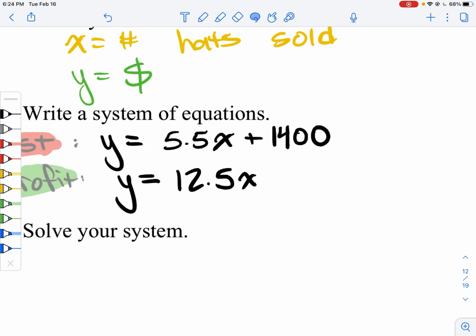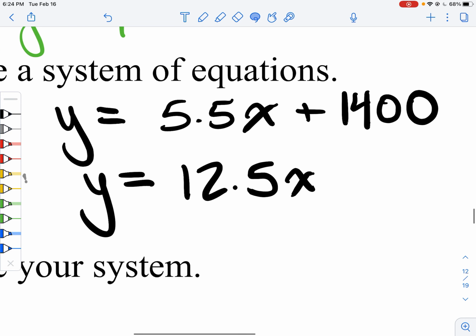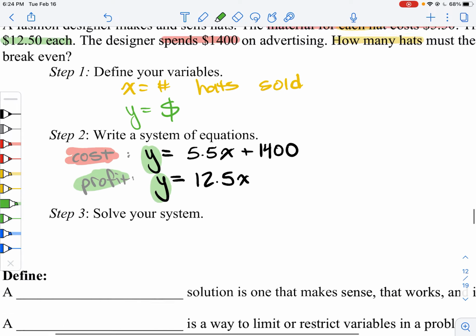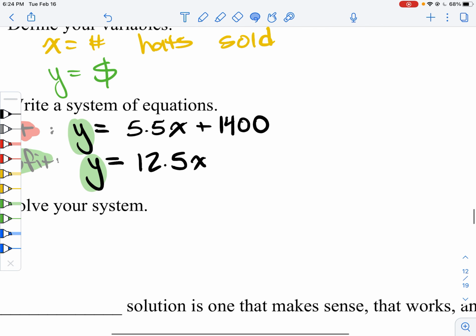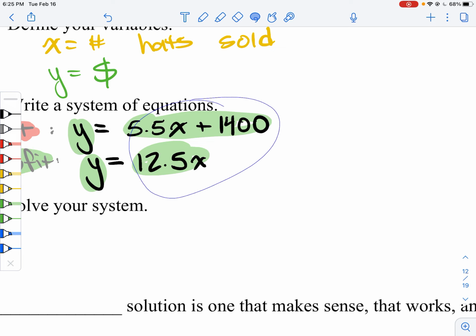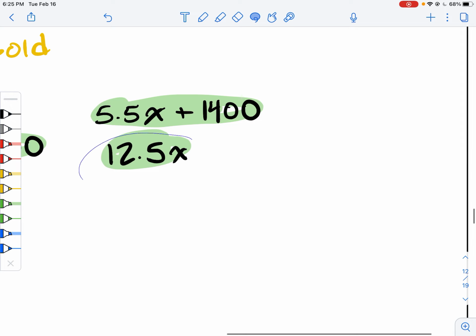So when I look at this system of equations, I notice, hey, it's solved for Y and it's solved for Y. That's screaming substitution for me. So I'm going to solve this by substitution. That means setting our Y expressions equal to each other, because you agree that Y equals Y, therefore these two must be equal to each other.